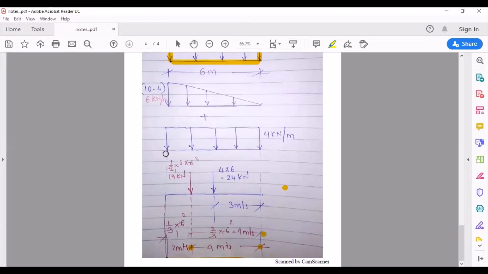Now next, let us come down to this UDL. We all know how to convert the UDL to a point load. That is simple, area of rectangle. So it is 4 into 6. Why 6? It is the base length. So 4 into 6 is 24. And where is it going to act? It is going to act exactly at the center. Since it is 6 meters, it will be 3 meters on either side.